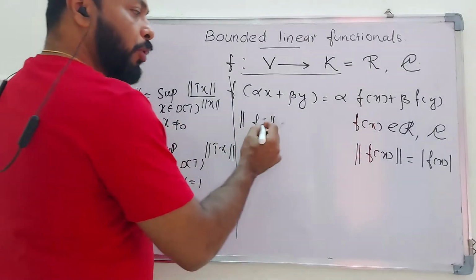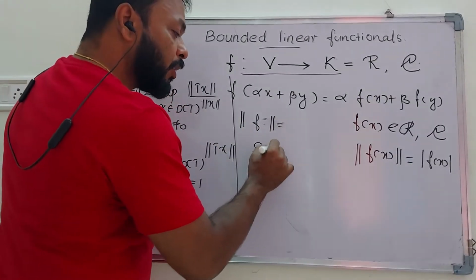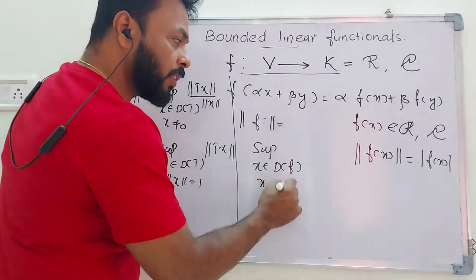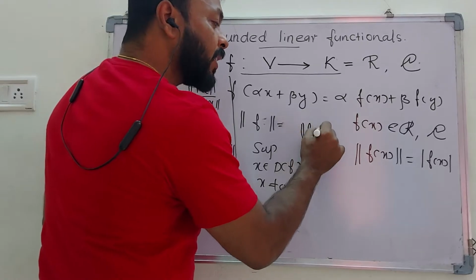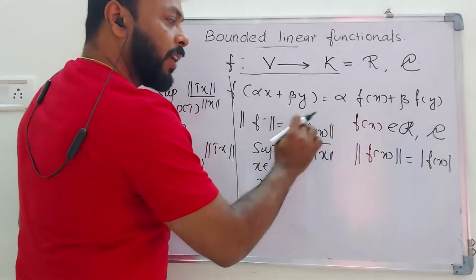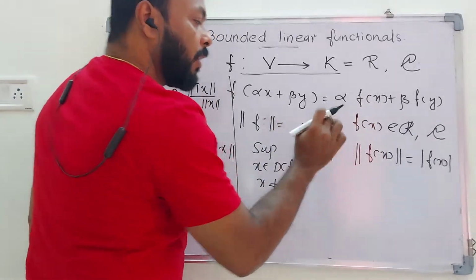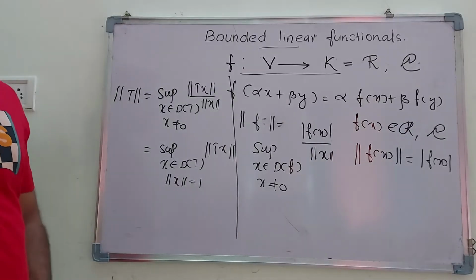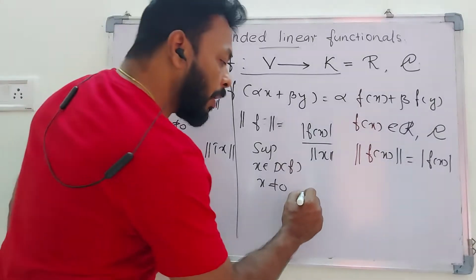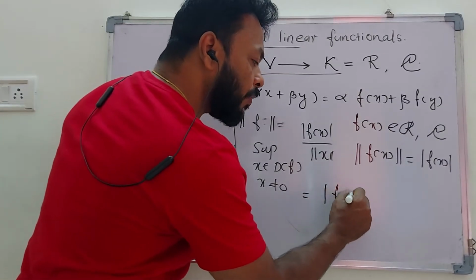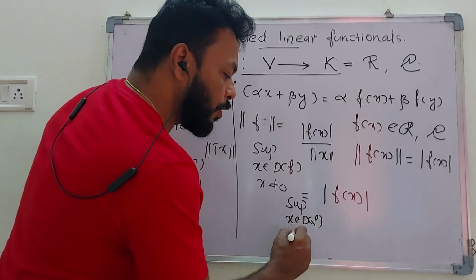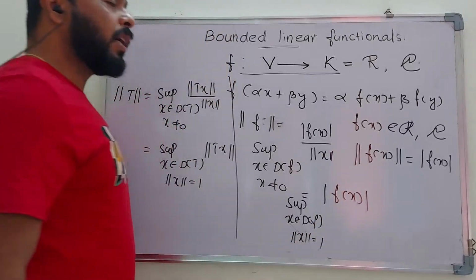So while defining the norm of f, it is by definition the supremum over x belonging to the domain of f, x not equal to 0, of the norm of f of x divided by norm of x, and the norm of f of x we can replace by mod f of x. So norm of f is the supremum of mod f of x divided by norm x for all x belonging to the domain of f and x not equal to 0, or equivalently it is the supremum over x belonging to the domain of f with norm of x equal to 1 of mod f of x.